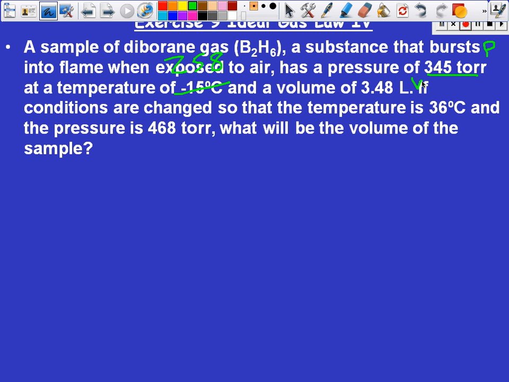If the conditions are changed so that the temperature is 36 degrees Celsius, all right, well, we know that's Celsius, so we need to get rid of it. So that is now going to be 309 Kelvin. Again, all I'm doing is adding 273 to it. And the pressure has changed to 468 torr.